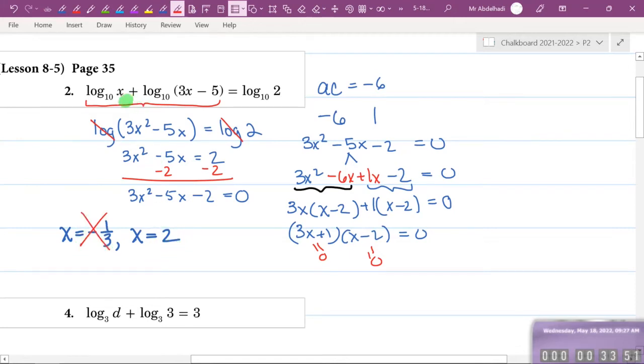If you take a 2 and plug it into here, that's fine. If you take a 2 and plug it into here, that's going to be 3 times 2, which is 6, minus 5 is 1. That's still good. So this one works for all the logs. You don't have to plug into here. So that's your only working answer.